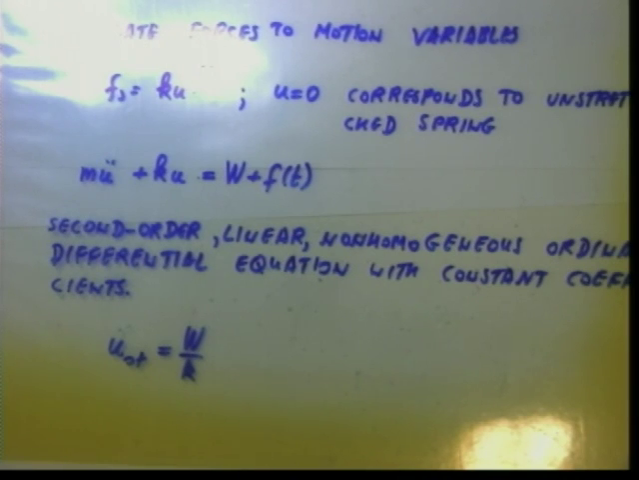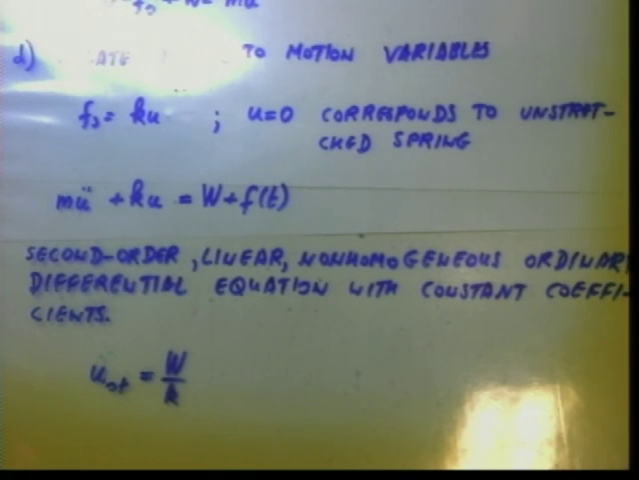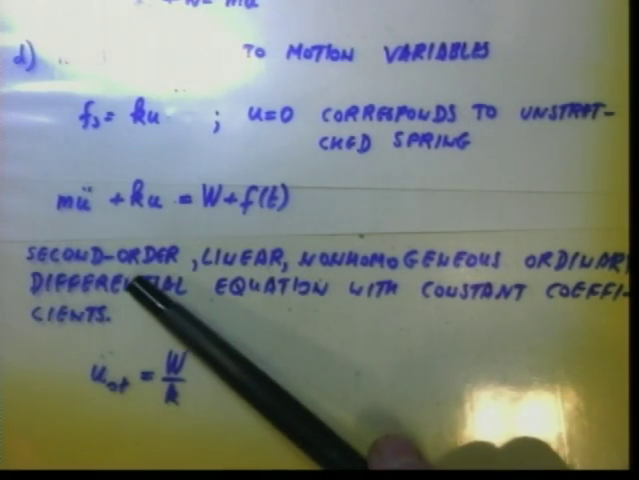Which is to find u of t. Now, what is this? First of all, it is a second order equation. Why is it second order? Because u appears in the second derivative, u double dot. So this is a derivative. So it's a second order.